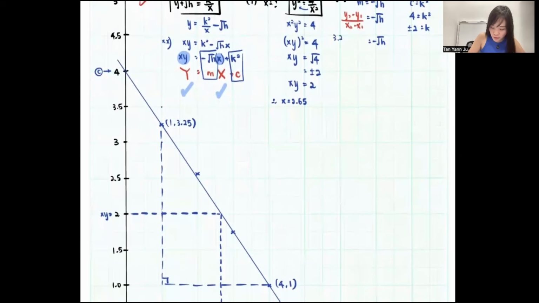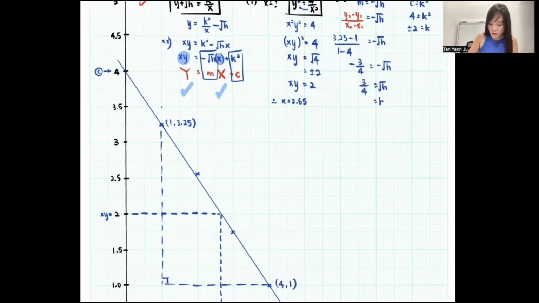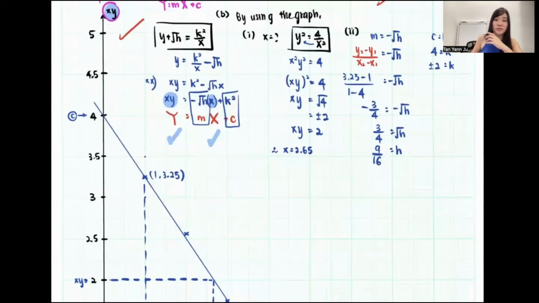So now you guys can sub inside. So y2, 3.25 minus y1 over x2 minus x1. So 3.25 minus 1 divide by negative 3. So guys, I get negative 3 over 4 equals to negative third H. So third H equals to 3 over 4. So H equals to square root, move it over square. Are you guys getting your H answer? 9 over 16.